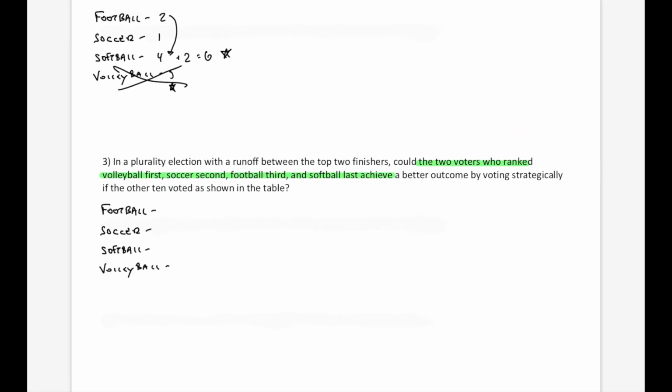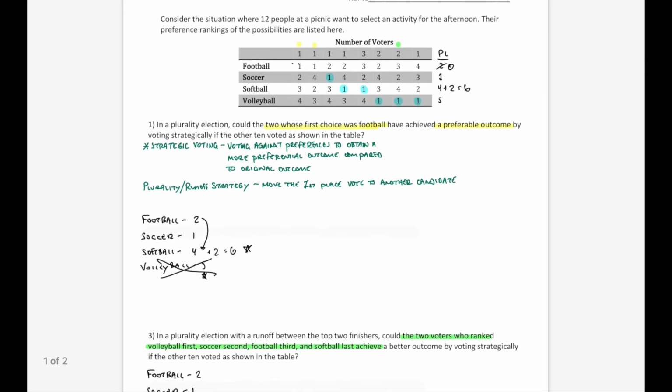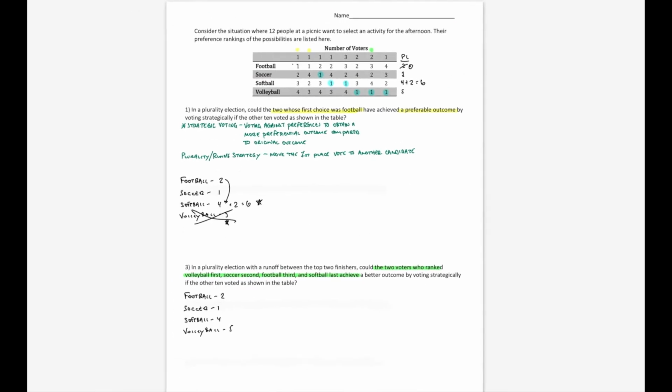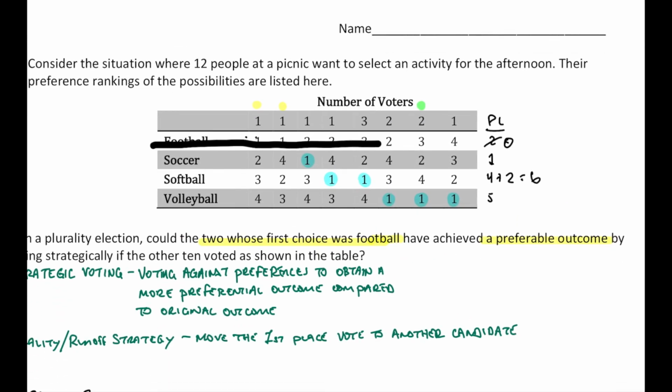Now, we already have that football is 2nd place, soccer is 1st place, softball is 4th place, or 4 votes, and volleyball receives 5 votes. Let's do a runoff and see what happens up above. So runoff, we're going to drop football and soccer. Let me neaten this up.